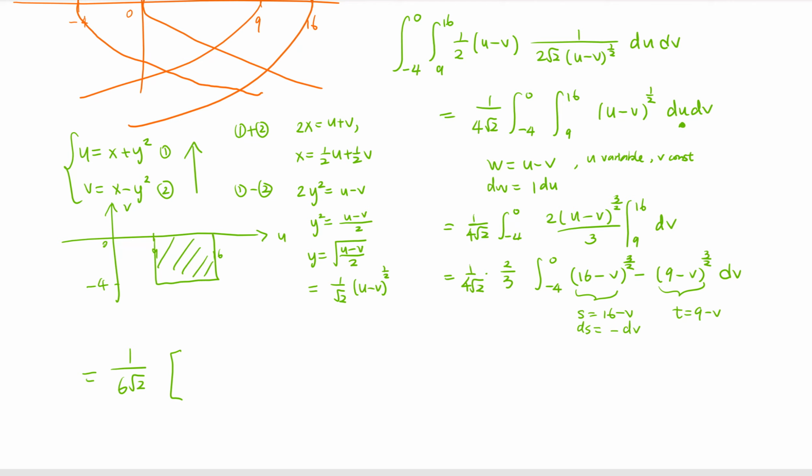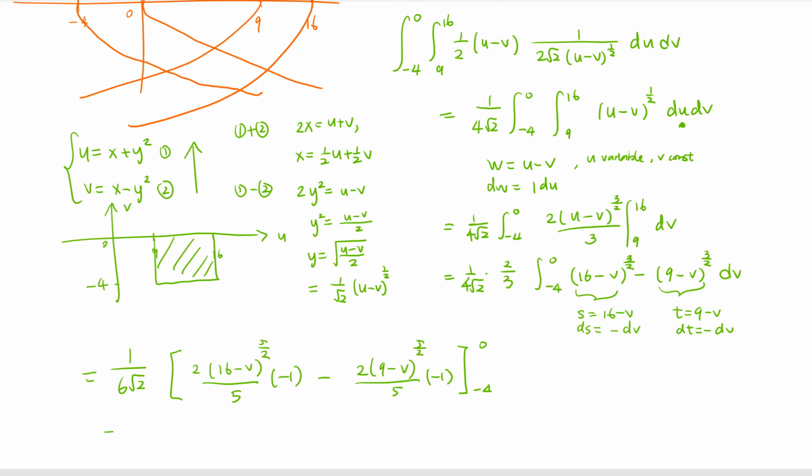So we have this, 16 minus v, we add 1 to the exponent, that is 5 over 2, divided by 5 times 2, but we should multiply by minus 1 in order to create a negative dv. And then we have 9 minus v, add 1, we get 5/2 over 5 times 2, but we also need to multiply by minus 1 because dt equals minus dv. So far so good? If you like, you can try to write out the details.